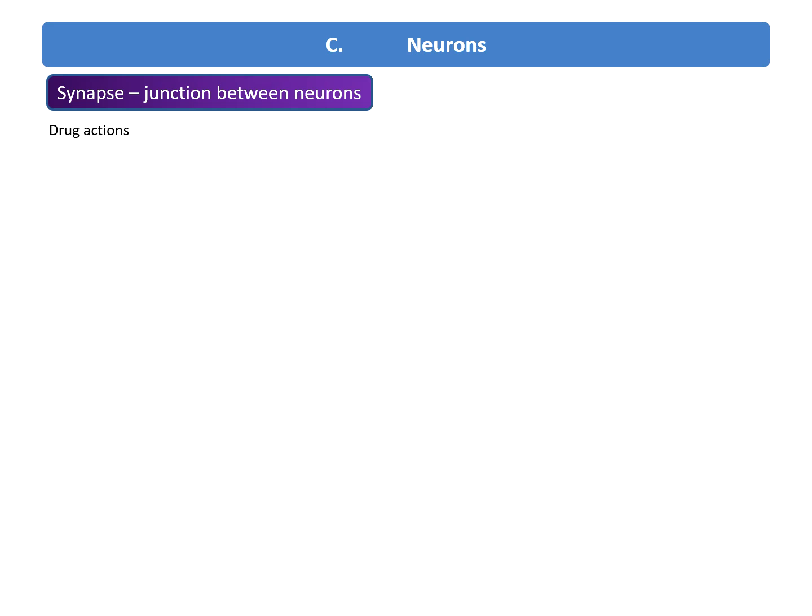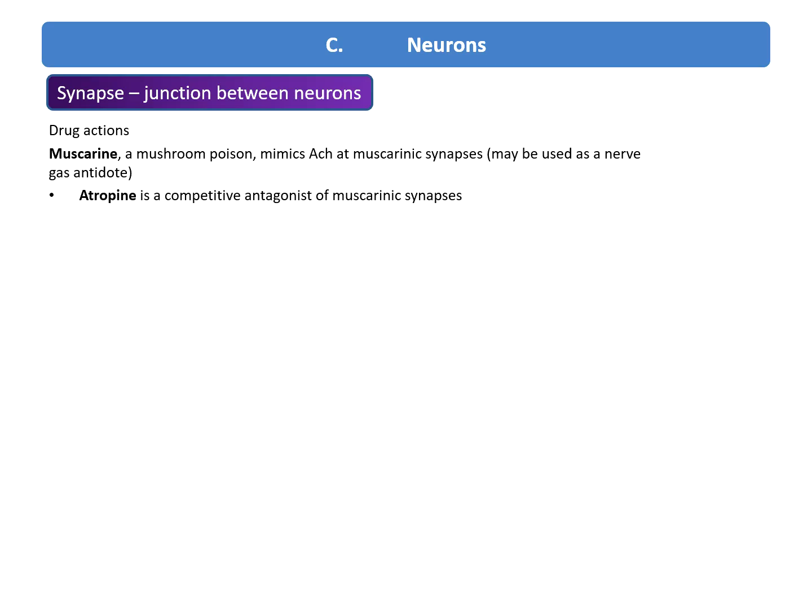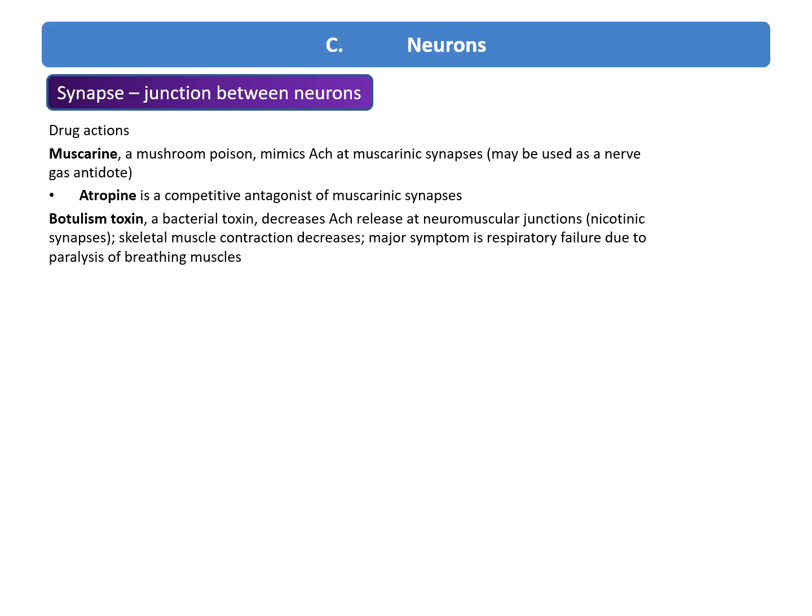Let's look at some drug actions. Muscarine is a mushroom poison that mimics acetylcholine at muscarinic synapses. It may also be used as a nerve gas antidote. Atropine is a competitive antagonist of muscarinic synapses. Botulism toxin, a bacterial toxin, decreases acetylcholine release at neuromuscular junctions. Specifically, these are the nicotinic synapses. Skeletal muscle contraction, therefore, decreases. Major symptom would be respiratory failure due to paralysis of the breathing muscles.